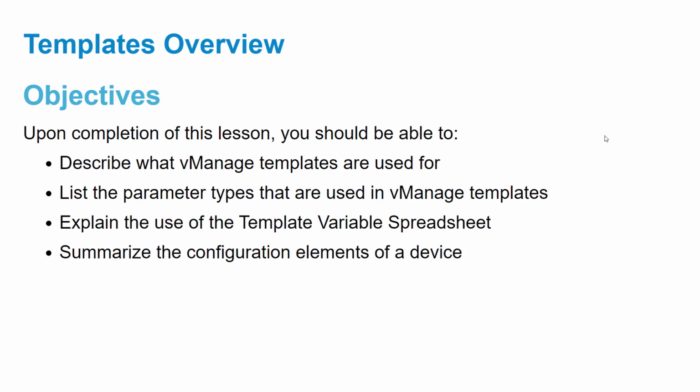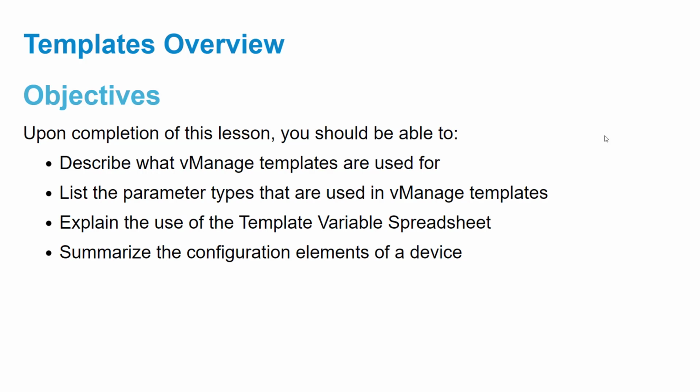What are some of the parameter types? There's a default parameter type, for example, a host-based parameter type, and a global parameter type that we configure in vManage. There are various locations within the vManage dashboard to create these different templates. We're going to explain the use of the template variable spreadsheet because there are some specific variables that don't necessarily get applied during the template configuration phase, because they would be unique variables that apply to an individual device.